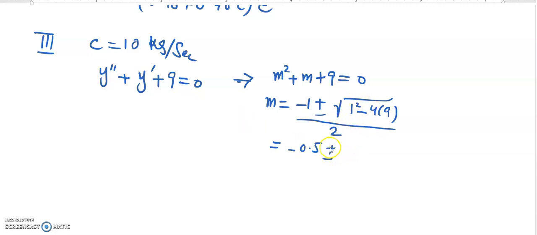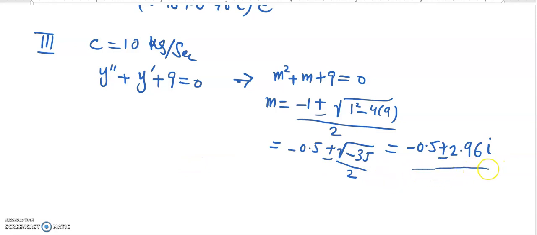So continuing from the previous clip, it is (1 minus 36), so it is minus 35 square root divided by 2. So it will be then minus 0.5 plus minus, and if you take the square root of 35, it will be approximately 2.96, and for the minus I will put i.